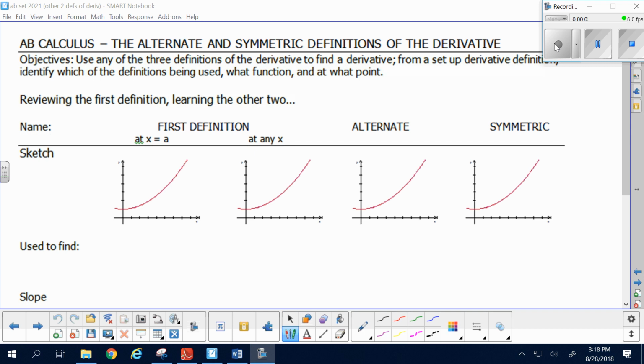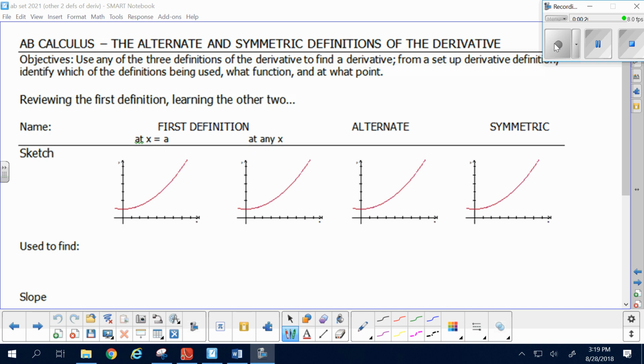Okay, today we're going to build off our lesson 19, which was the original first definition of the derivative, and we're going to see two different definitions of the derivative. They're the same ideas at heart, just small differences in notation.